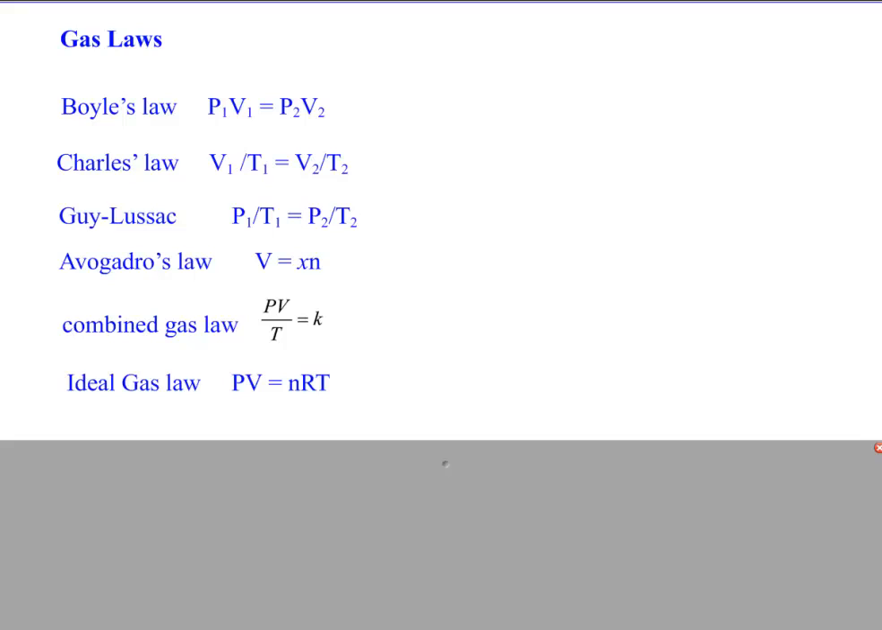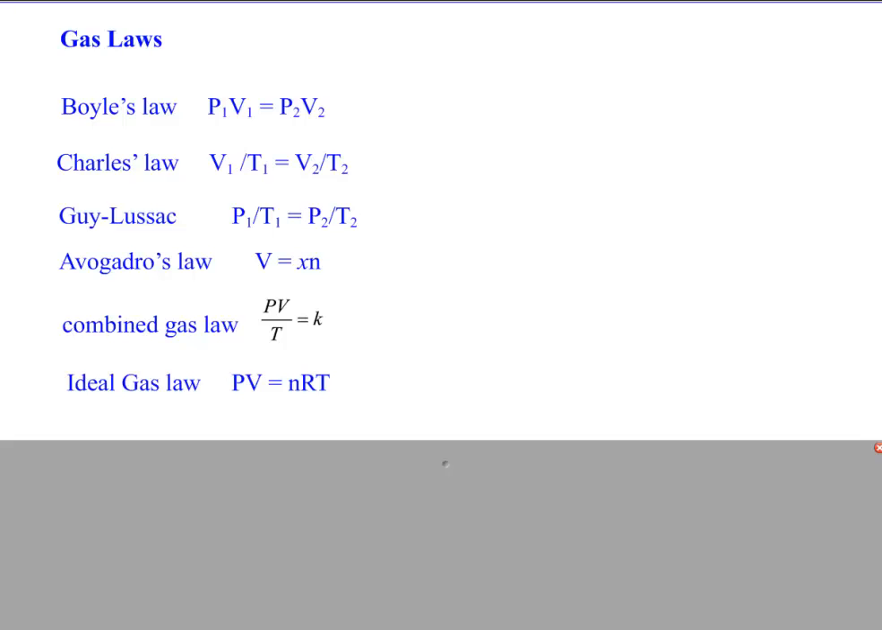Let's take a look at the gas laws. There are a number of European guys that came up with gas laws for us. These laws are actually probably some of the first chemical reaction equations that were developed in the late 1600s, 1700s, when real experimental science started to be done, primarily in the areas of physics and chemistry. Here's our list of the gas laws.